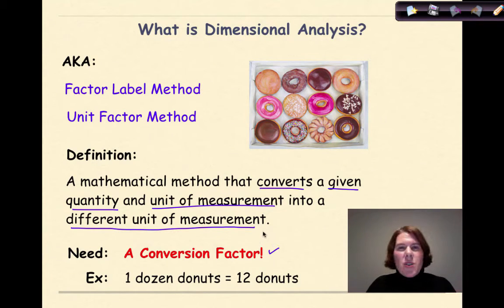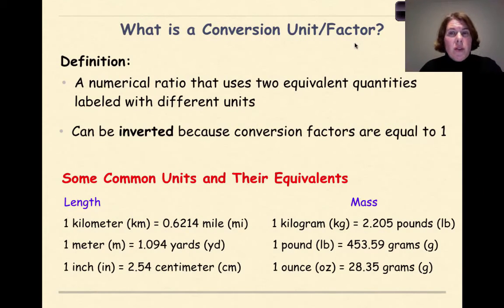And in a lot of chemistry courses, the conversion factor that everybody goes to right away is a dozen donuts. 1 dozen donuts equals 12 donuts. That's a conversion factor because we're converting from 1 to 12, but each of them has a different label associated with them. 1 dozen, 12 donuts, conversion factor. So what is a conversion unit or conversion factor? The specific definition is a numerical ratio that uses two equivalent quantities labeled with different units. It can be inverted because the conversion factors are equal to 1.